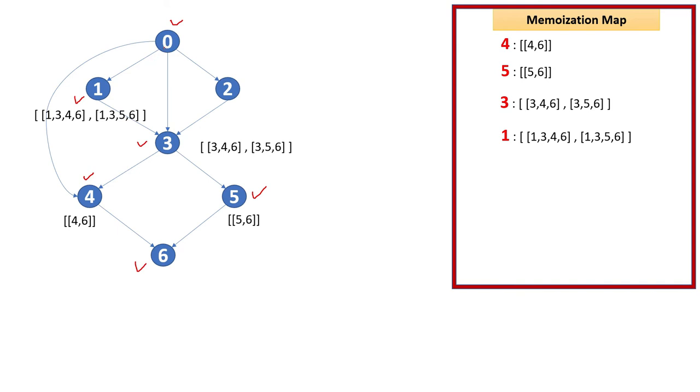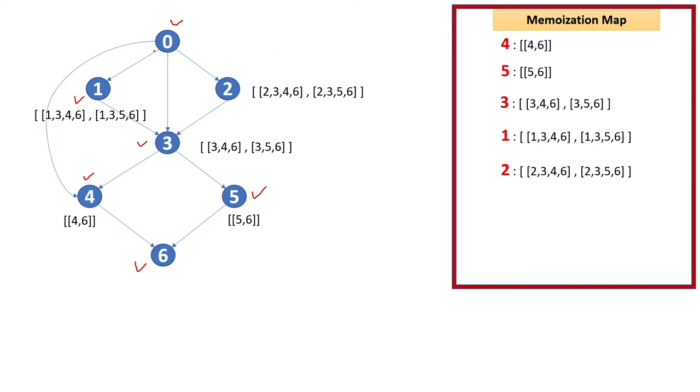So let's take 2. If we take 2 here, from 2 where can we go? We can go to 3. This time we'll get the full advantage of this memoization technique, because we already know from 3 to 6 how many ways we can traverse, right? So there is no need to do it again. We can just append 2 to this result and we will get all the paths from 2 to 6, right? And we can update it here also in the memoization map.